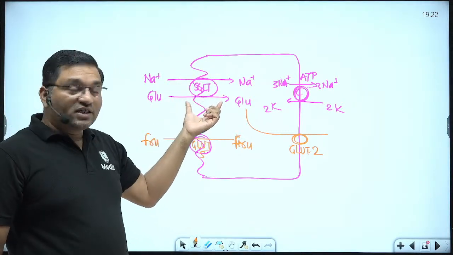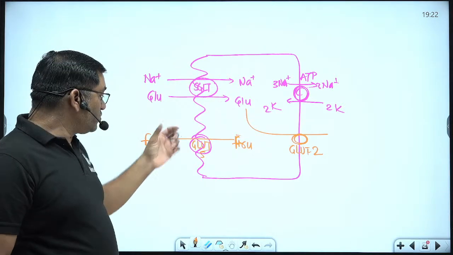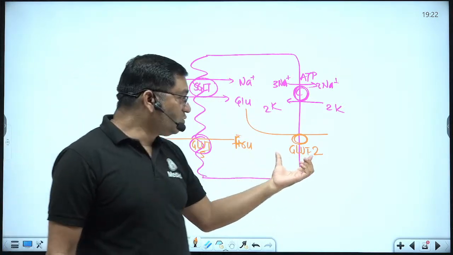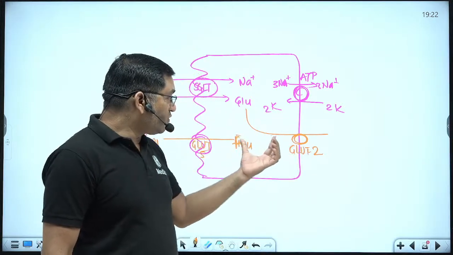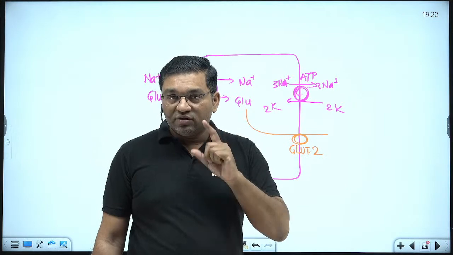So remember this diagram. SGLT, the sodium dependent glucose transporter, is a secondary active transport. It is required for the absorption of glucose. GLUT5 is for the fructose, and GLUT2 is present on the basolateral surface. It is required for absorption of glucose from the intestinal cell into the blood.